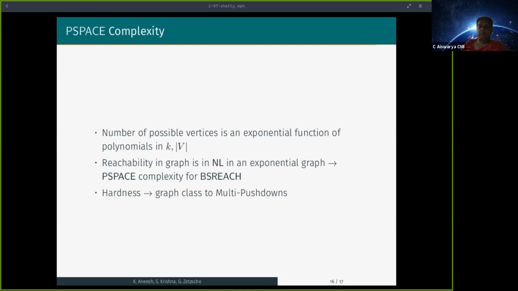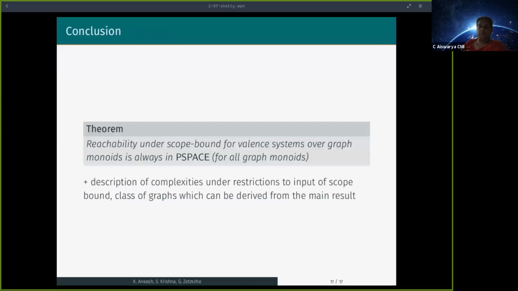Hardness can be obtained by considering the case when the graph storage is multi-pushdowns. More elaborate methods to obtain hardness for this case and for special cases are covered in the paper. In conclusion, we describe our approach to show a p-space bound for scope-bounded reachability in valence system, along with other results by constraining the scope bound and the class of graphs which can be derived from the main result.